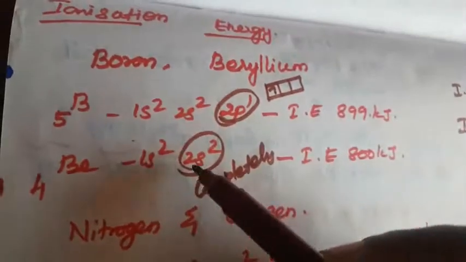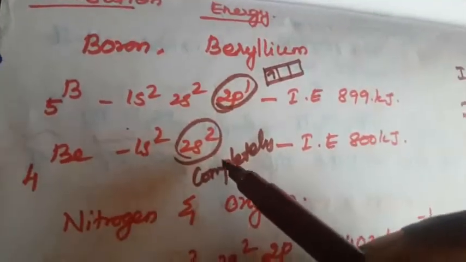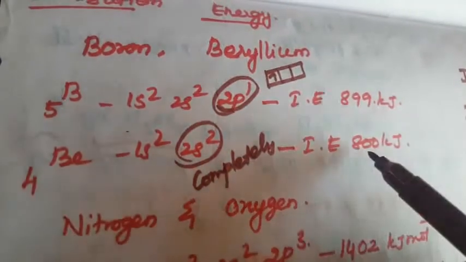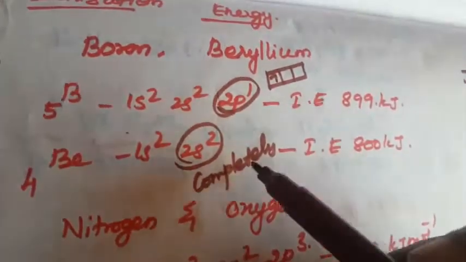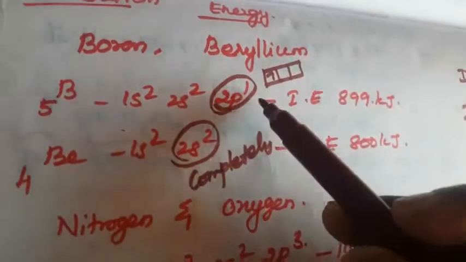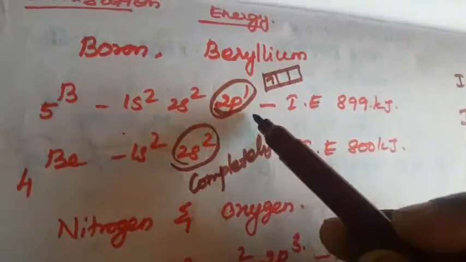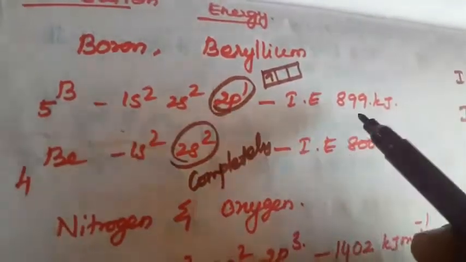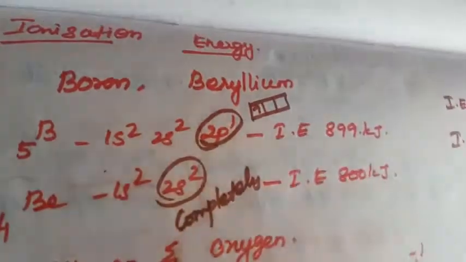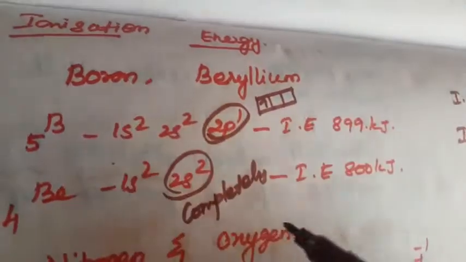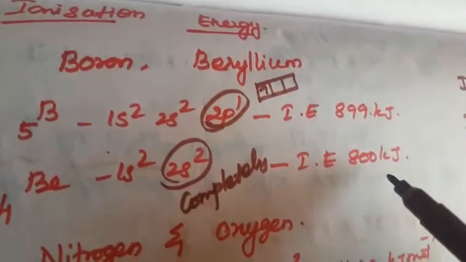But here, beryllium has the stable electronic configuration, so the amount of energy, that is the ionization energy, will be higher. Beryllium is completely filled and boron is partially filled. That is beryllium and boron: the ionization energy increases.